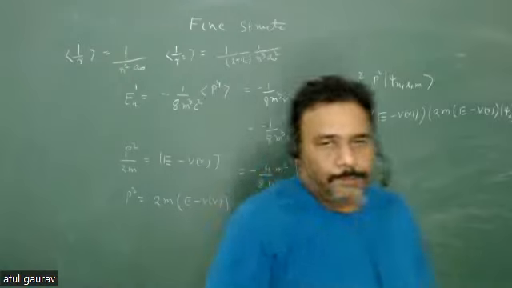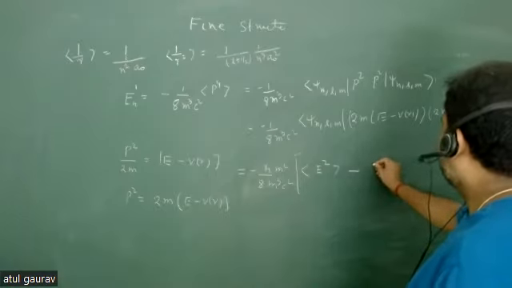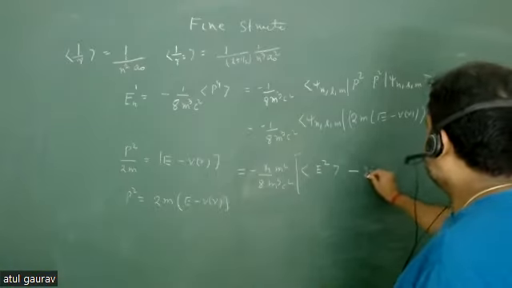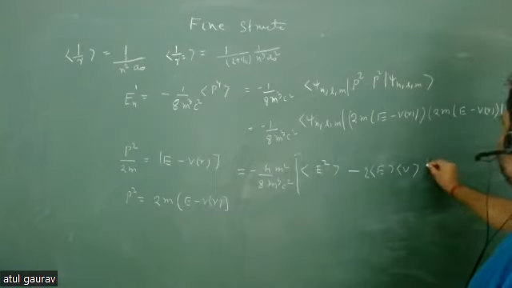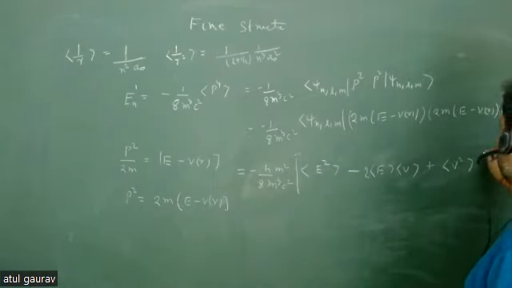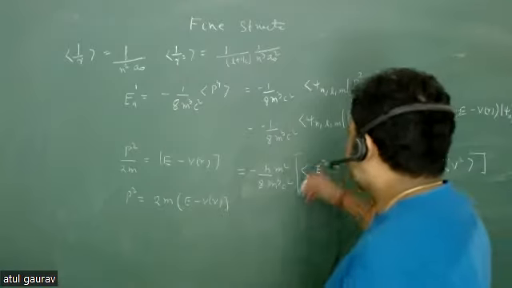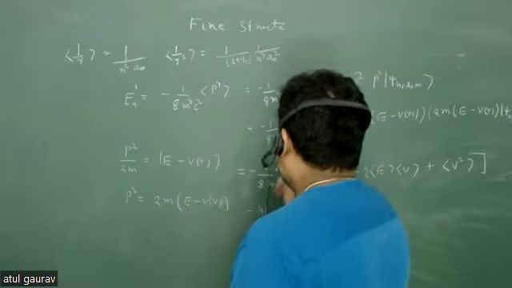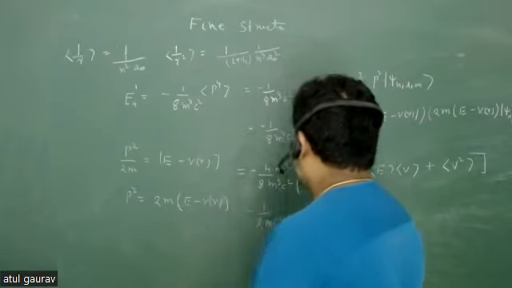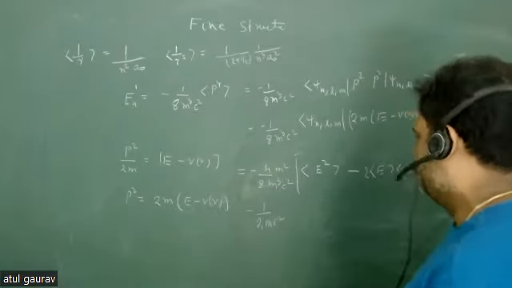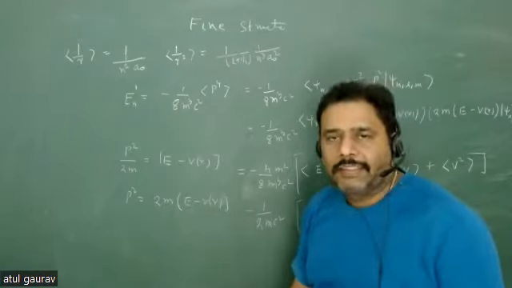minus, you have the expectation value of 2 times E and the expectation value of V, plus you have the expectation value of V square, isn't it? We can write it like this. What is your expectation value of E square? Minus m square will be cancelled, so we have 1 upon 2m c square. Now look at this, it is just the rest mass energy of the electron, so this will be identified as E n, and E n is nothing but minus 13.6 by n square.